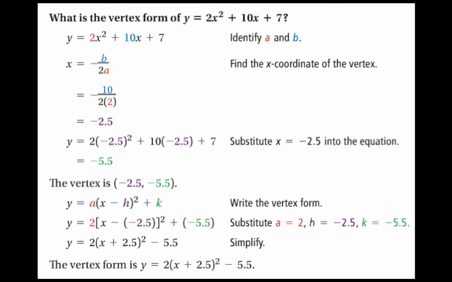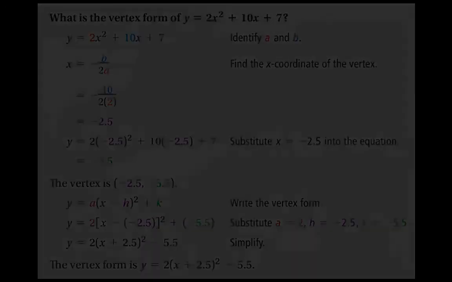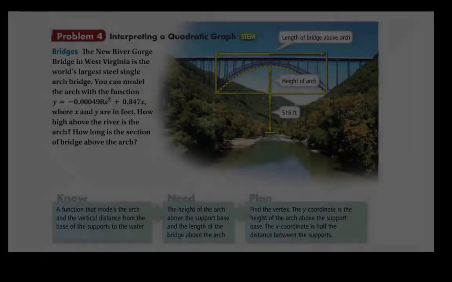So we can go from standard form to vertex form fairly easily. We just have to identify the coefficients in standard form, use our negative b over 2a to find the x-coordinate of the vertex, which then will lead us to the y-coordinate of the vertex. Then we can go to the vertex form. And then we also saw earlier that we can go from vertex form to standard form just by expanding the vertex form out. Okay, so here's an application.